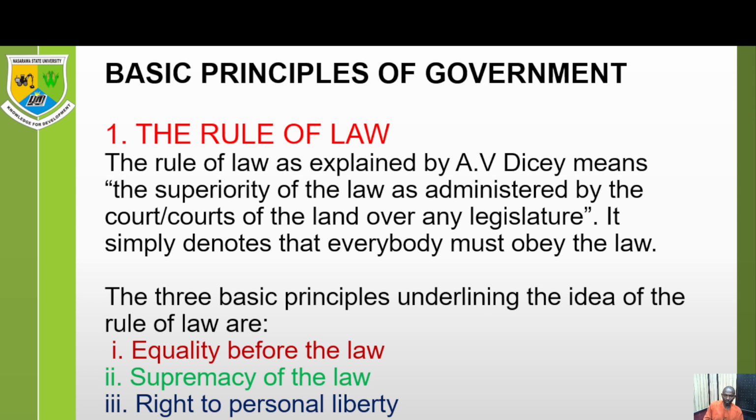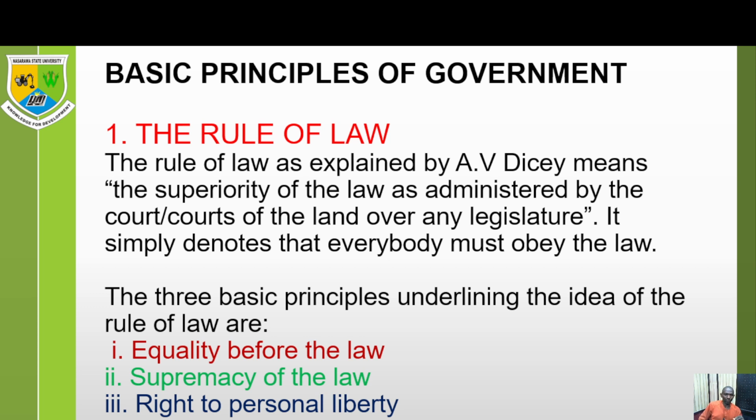But in reality, you find out that there are some ingredients in the United States of America that are not compatible with what we are practicing here. Then in every democratic aspect where you have the basic principles of government, the first thing that will come into your mind is the rule of law, as explained by Dicey. It means the superiority of the law as administered by the courts of the land over any legislature. It simply denotes that everybody must obey the law. You see, you are in the Department of Political Science.